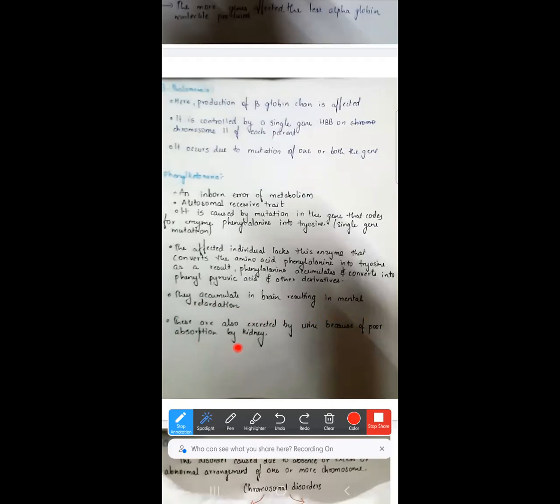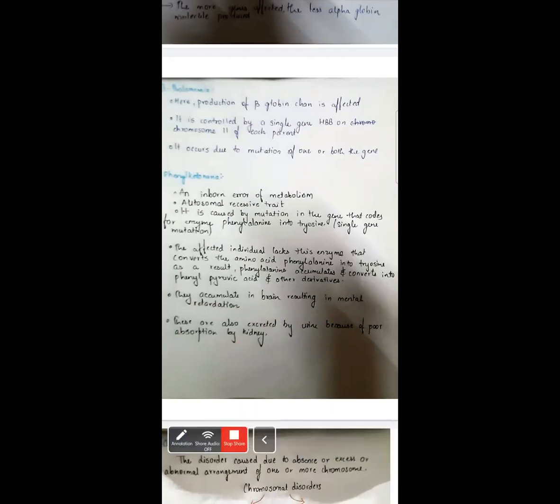These are also excreted in urine because of poor absorption by the kidney. Phenylketonuria causes mental retardation, hair loss, and it increases skin pigmentation. So, this is our phenylketonuria.